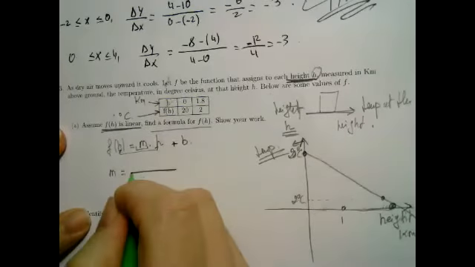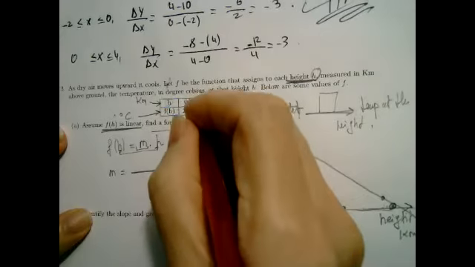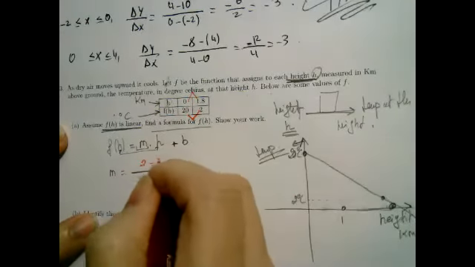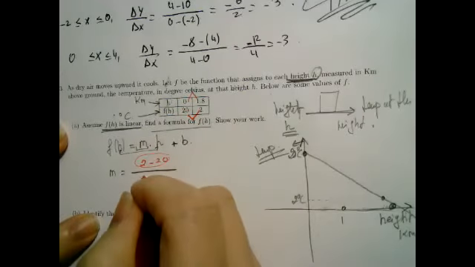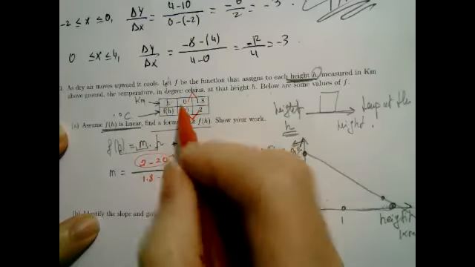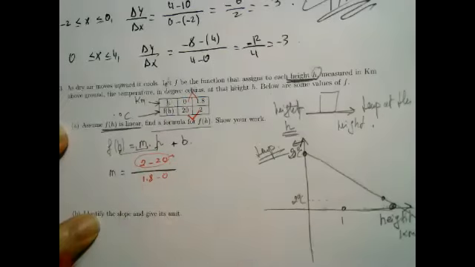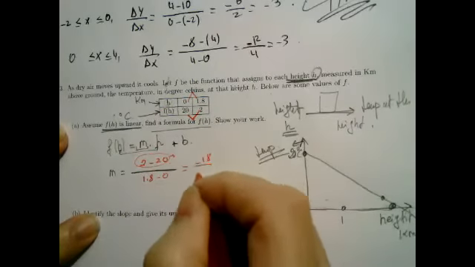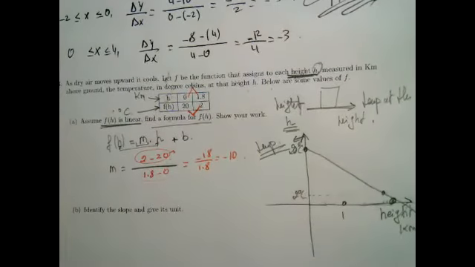But what is the slope? Again, it's the change of the output over the change of the input. So it's 2 minus 20, that's the change in temperature, over the change in kilometers. That's how much the temperature changed between 0 and 1.8 kilometers over how many kilometers changed. So we compute that: minus 18 over 1.8. It is minus 10.